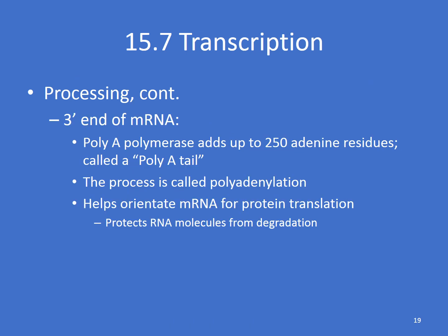But that's not the only trick we've got. We've also got something for the other end of mRNA, the 3' end of mRNA. Another enzyme called poly-A polymerase does what its name says. It adds up to 250 adenine residues, so poly-A, onto the end of mRNA. This makes something called a poly-A tail. This process is called polyadenylation. And it does the same two things as the 5' cap. It helps orient mRNA for correct protein translation, and it also protects RNA molecules from degradation.